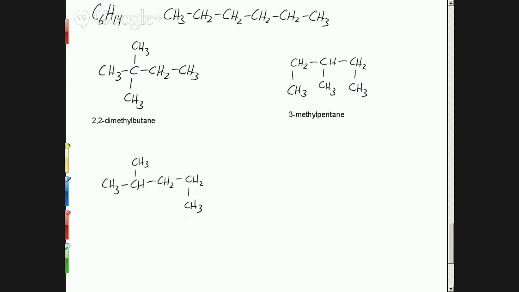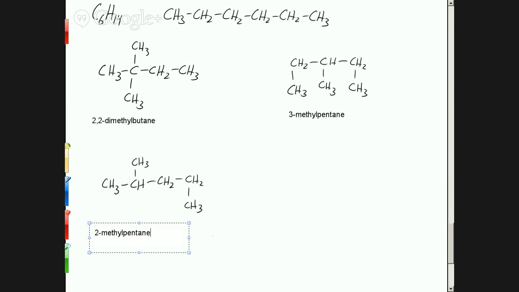So, anybody come up with a name for this one yet? This is the one in red there. I got 2-methylpentane. 2-methylpentane. Anybody get something different? No? All right. Do you agree, or does no one else have any idea? I agree with that one.